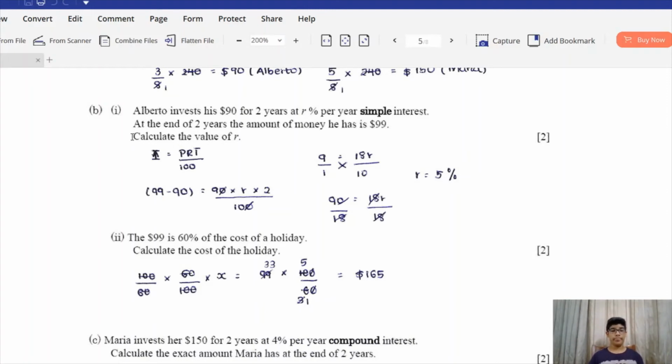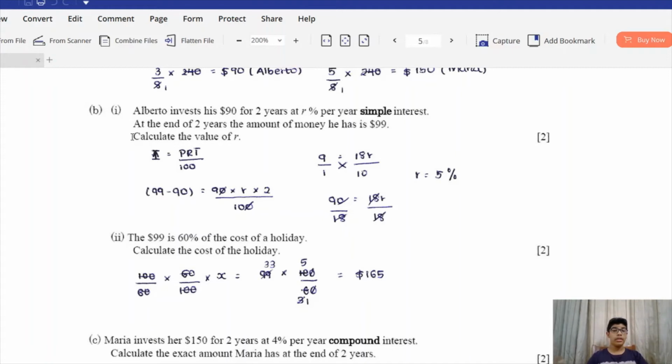Part B, Roman 1. Alberto invests his $90 for 2 years at R% per year simple interest. At the end of 2 years the amount of money is $99. Calculate the value of R. So we're going to write down the simple interest formula. So interest is equal to PRT over 100.